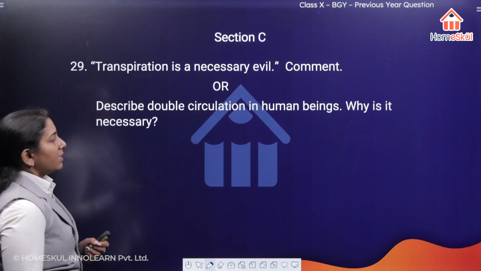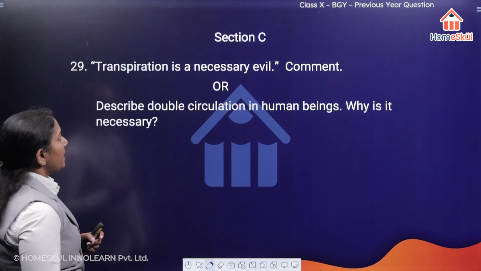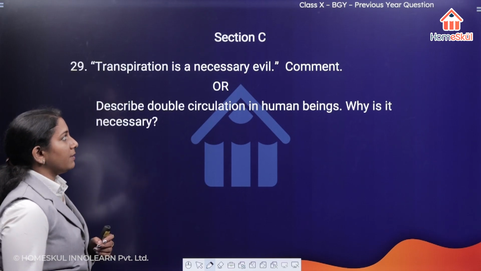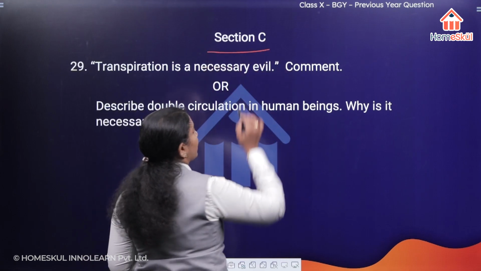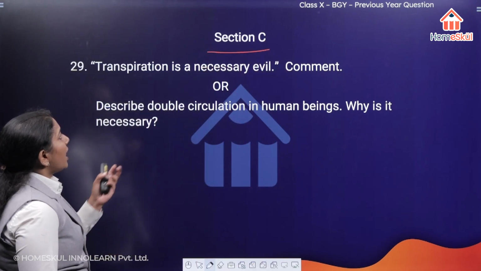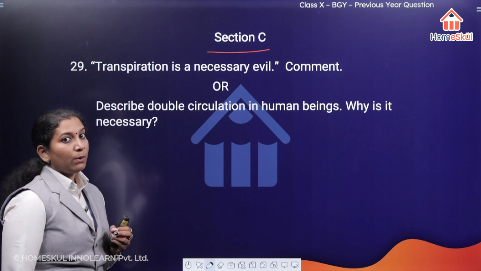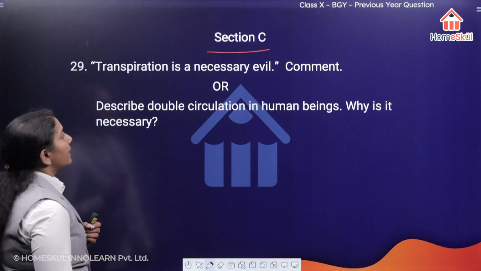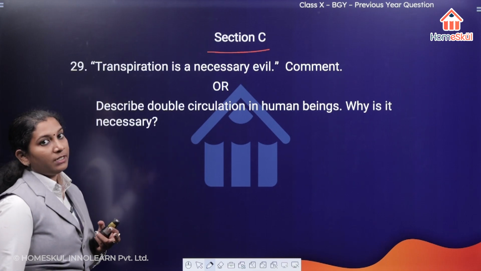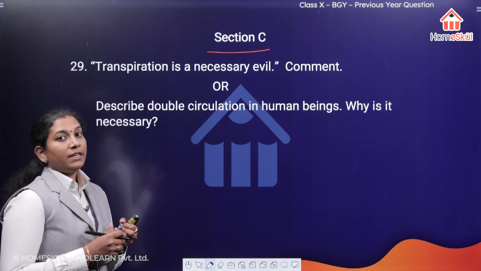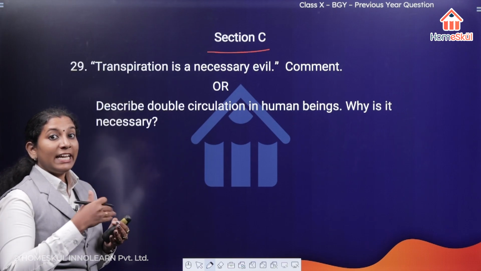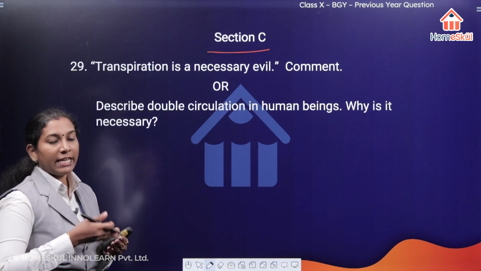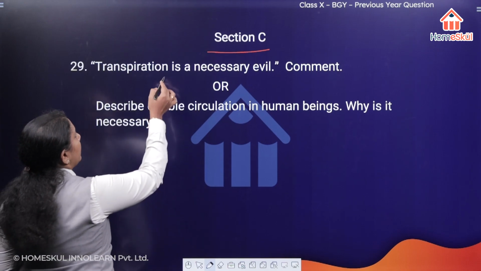Then question number 29. Transpiration is a necessary evil. Comment on the statement. This is actually a question from section C. Transpiration is a necessary evil, which we have already discussed in that single answer MCQ question, right? Transpiration is a process taking place inside the plants in which there is evaporative loss of water from the aerial parts of the plant, the aerial parts of the leaf.